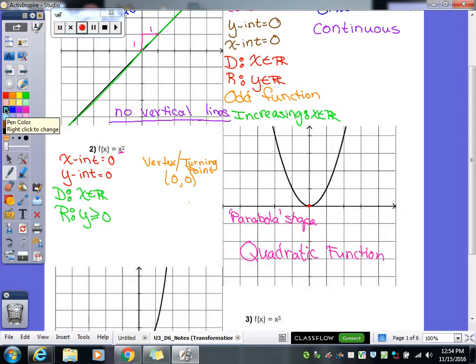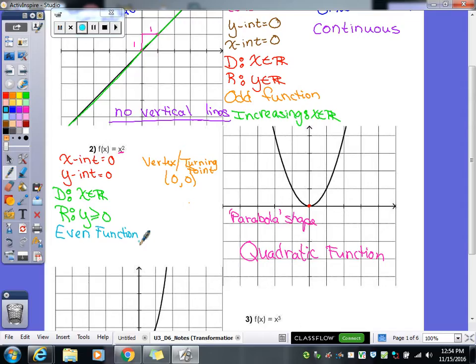Okay, so let's figure out what kind of function. Is this an even function? Is it reflection over the y-axis? Yes, this one's an even function. Could it ever be even and odd at the same time? No, that's just silly. It would never be even and odd at the same time. It's either even, or it's odd, or it's neither.